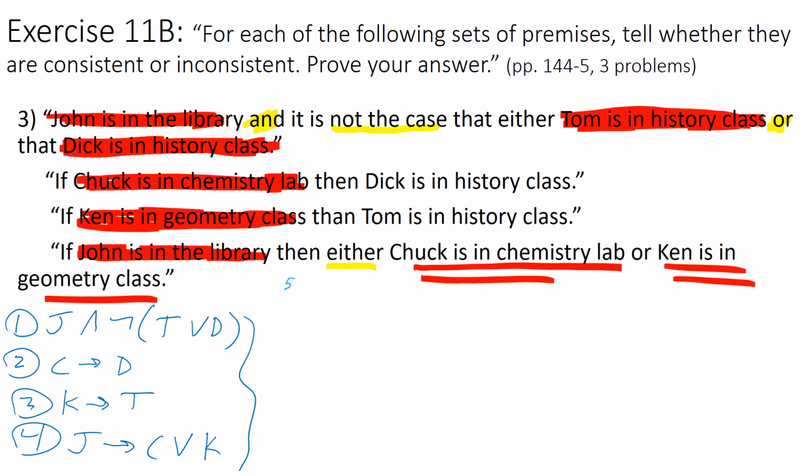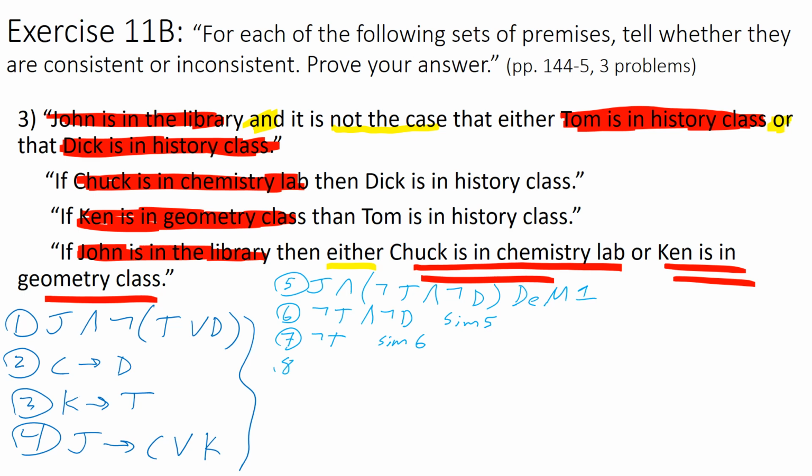So for our fifth sentence, we could get from the first premise J and parentheses not T and not D because of De Morgan's law. We could then do some simplification of that fifth sentence. So for number 6, we could get not T and not D. For 7, we can just get not T by the simplification of 6. And now we can do a modus tollens inference. So for 8, let's see, we can get not K because of modus tollens with sentences 3 and 7.